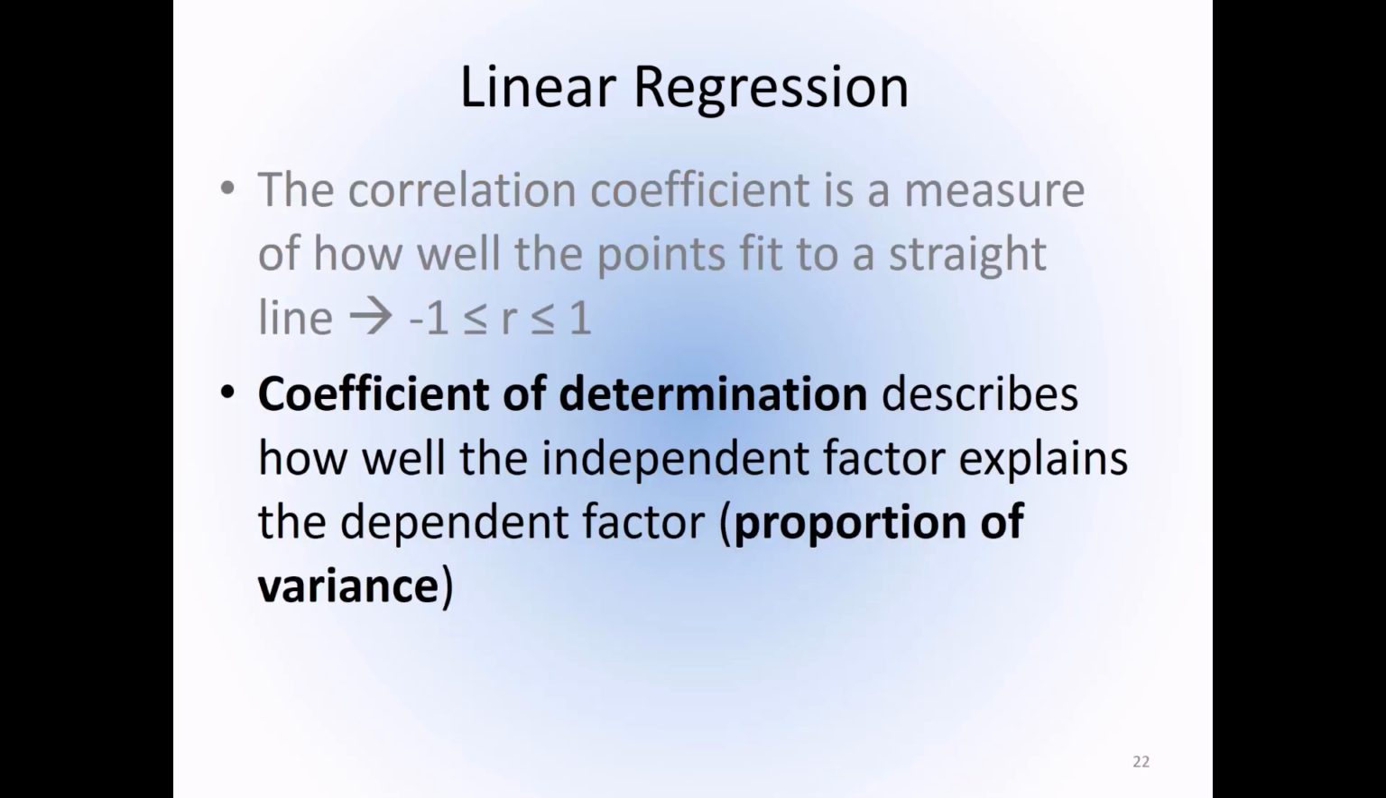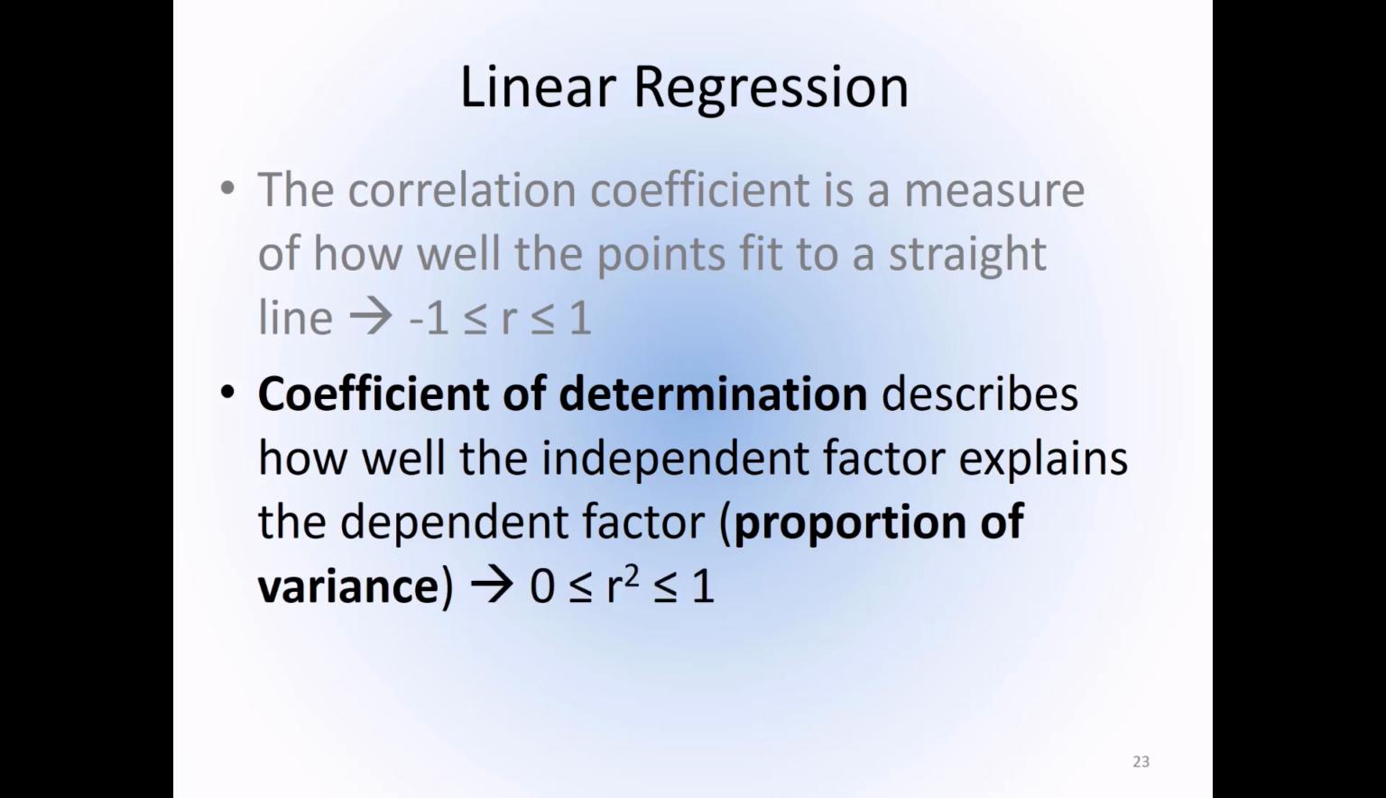When we talked about correlation coefficients, we also talked about the coefficient of determination. And this is what we're going to use for linear regression to describe how well the independent factor explains the dependent factor. So how much of the variability in our dependent factor is explained by that independent factor.